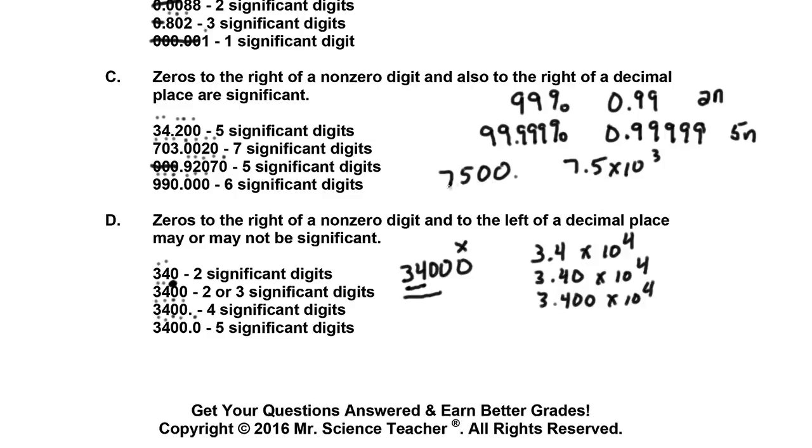Well, because we have 1, 2, 3, 4 significant digits here, and then my answer here is only 2. So we wouldn't be able to say that. We would have to say 7.500 times 10 to the third. Notice now we have 4 significant digits here, and we have 4 significant digits here.